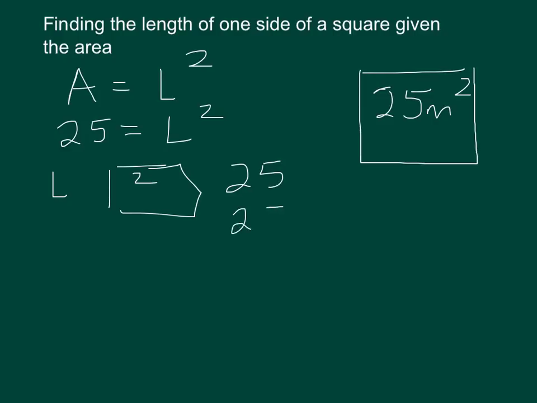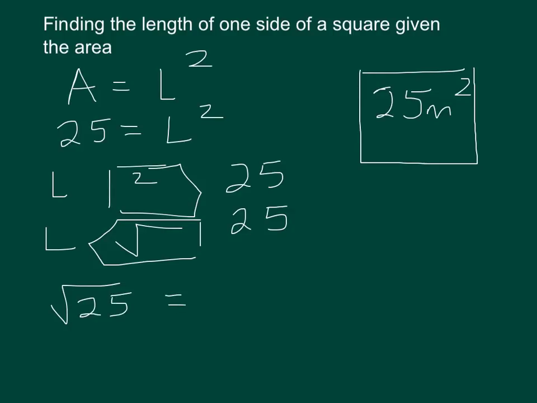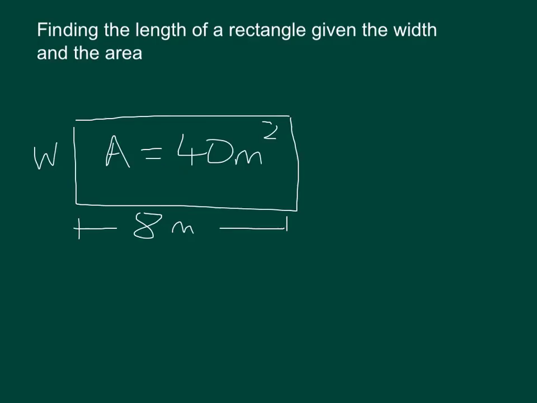So working backwards through this problem, the opposite of squaring something is square rooting it. So to find the length, we'll just have to find the square root of 25. The square root of 25 is asking the question, what times by itself makes 25, and that will be 5. So the length of one side is 5 metres.